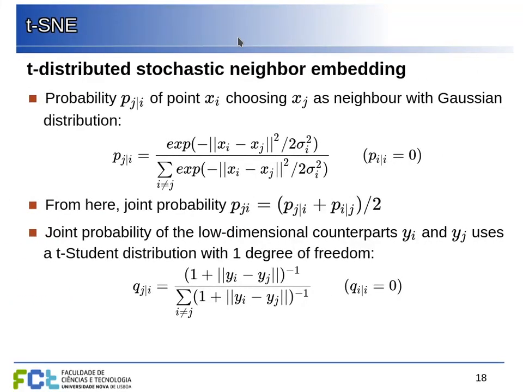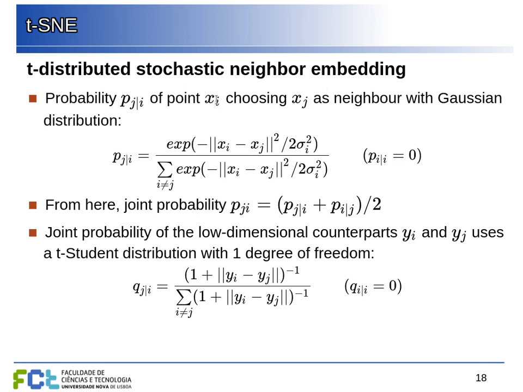So one example of an algorithm for doing this is t-SNE, t-distributed stochastic neighbor embedding, which basically considers 2 probability distributions. One is the probability of a point i and a point j being neighbors.